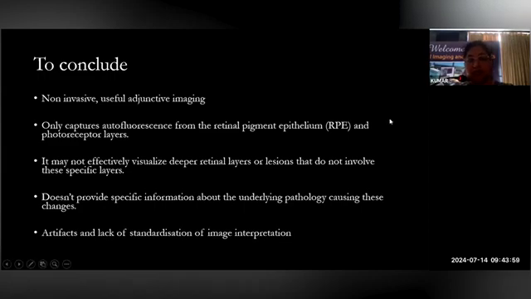Autofluorescence may not effectively visualize the deeper retinal layers or lesions that do not involve these layers, and it also doesn't give an idea about the pathology of these diseases. It's a useful tool to monitor and document the disease. There is also the presence of artifacts, and because of the instruments that we use to document these images, there is a lack of standardization of image interpretation.